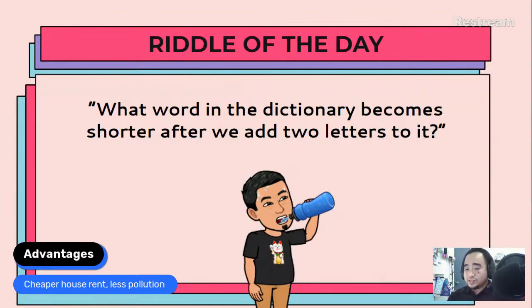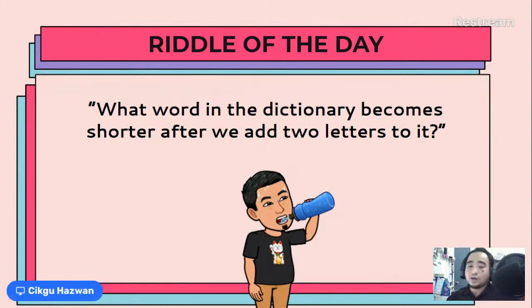So riddle of the day. So I remove this bubble. What word in the dictionary becomes shorter after we add 2 more letters to it? This is kind of a tricky question. Perkataan di kamus, tertambah huruf dia jadi lebih pendek. What is the word? You can type, what do you think? What is the word? Let's think what word it is.